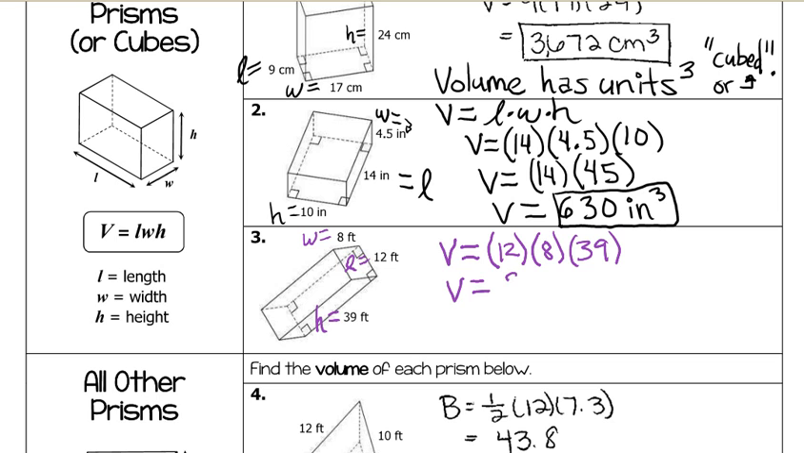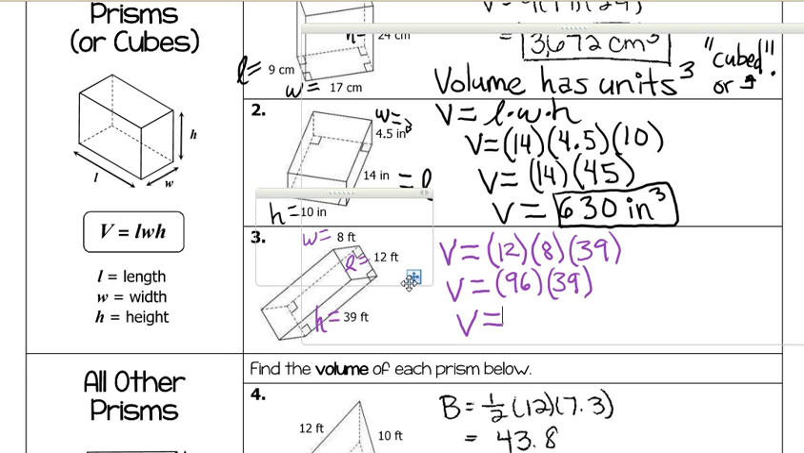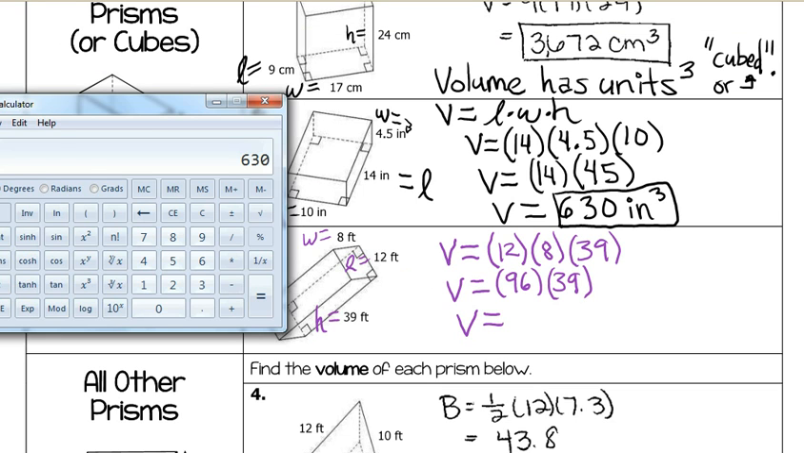Let me go grab the calculator. Equals, alright, clear it out. Again, let me double check. 12 times 8 is, bam, 96. Times 39 is 3,744.